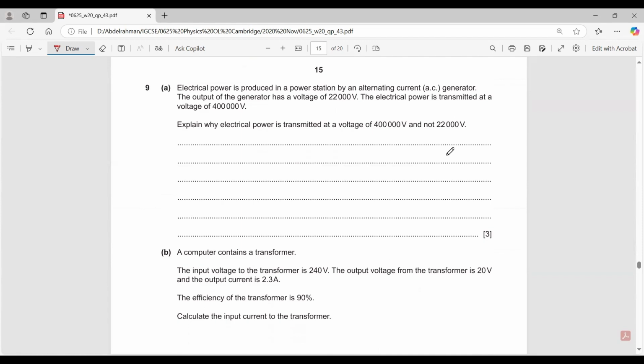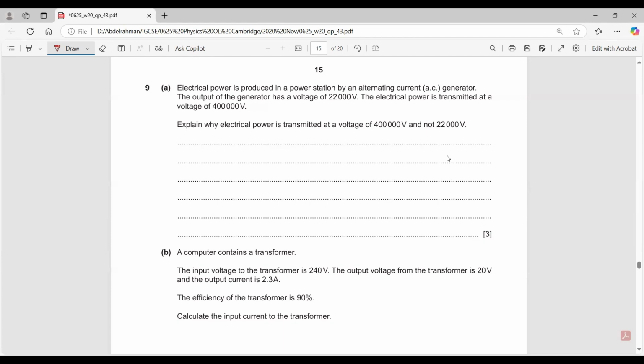Electrical power is produced in a power station by an alternating generator. Explain why the electrical power is transmitted at a voltage of 400,000 volts instead of 22,000 volts. When you produce the voltage and it's 22,000 volts, that's already a very high voltage. Why do I even increase it above 20,000? Why do I increase it to 400,000 volts?